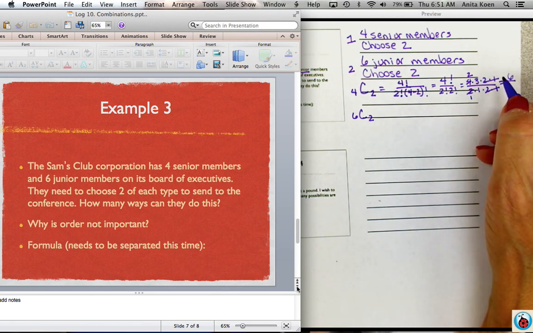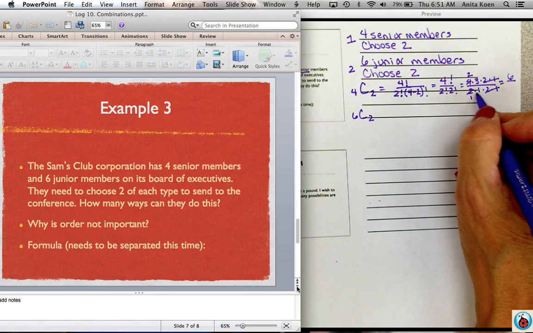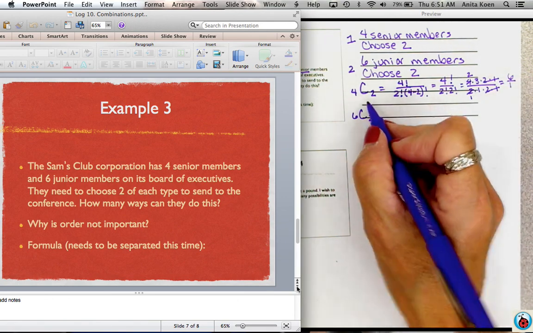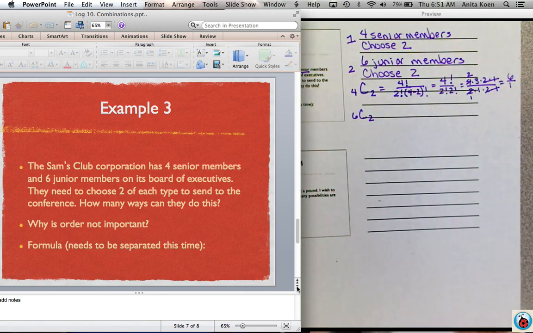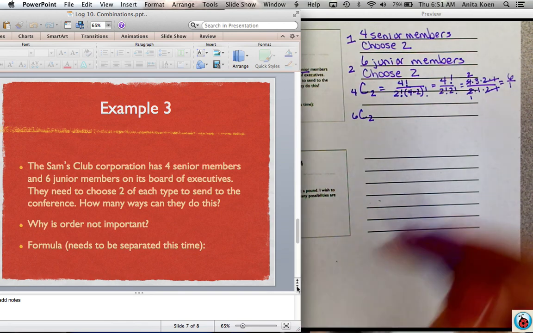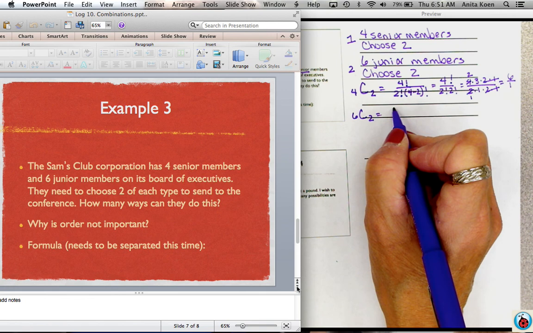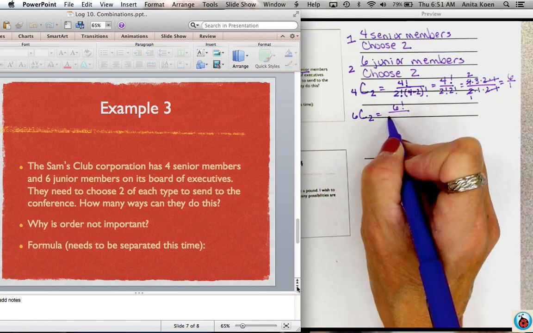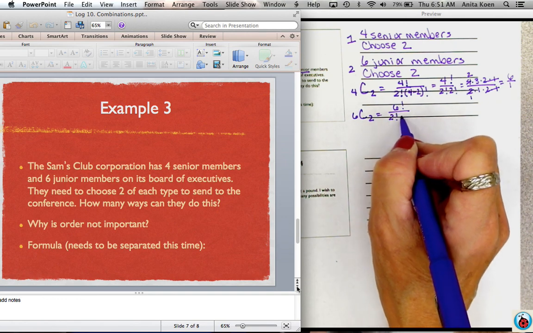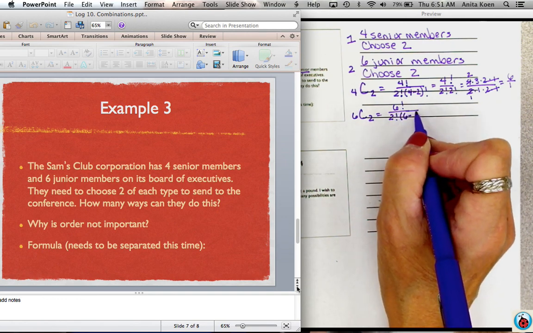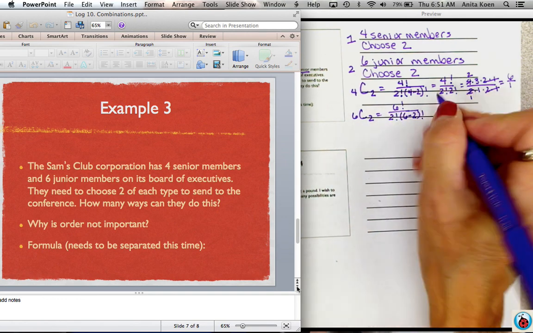And then I have just the 1 on the bottom. So there are 6 ways for me to choose 2 members of the senior team. Now I've got to do 6 factorial over choosing 2, 2 factorial over 6 minus 2 factorial.